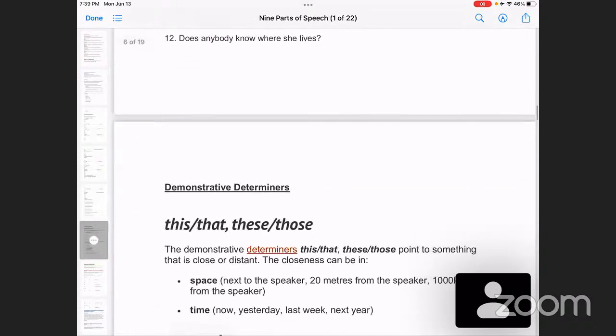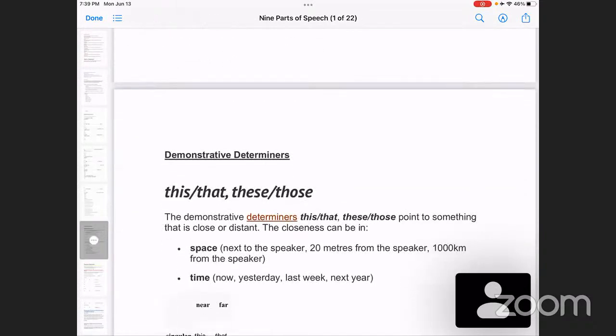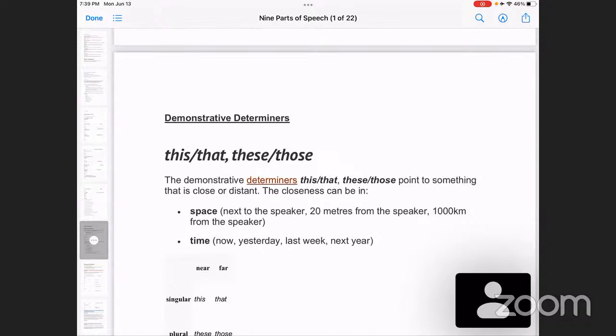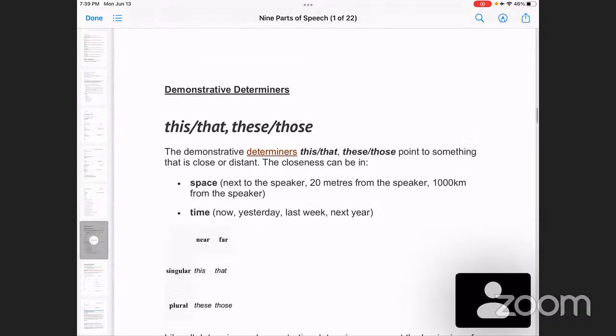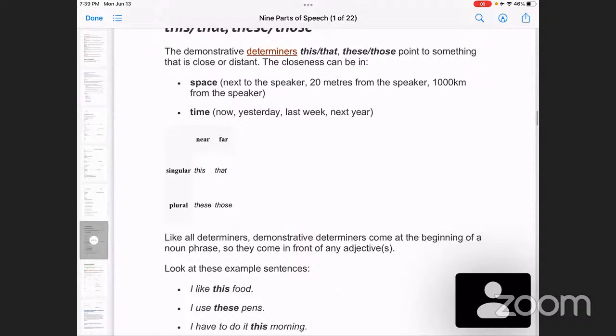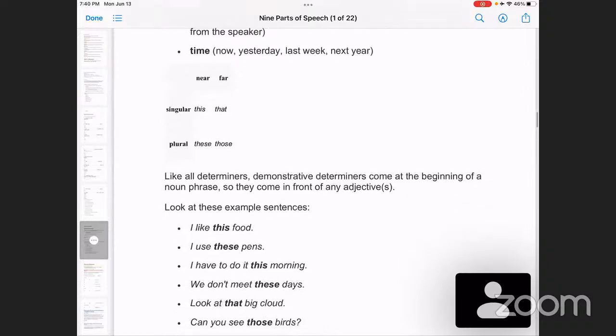Okay, demonstrative determiners: this, that, these, those. The demonstrative determiners this, that, these, those point to something that is close or distant. The closeness can be in terms of space: next to the speaker, 20 meters from the speaker, 1,000 kilometers from the speaker. Or time: now, yesterday, last week, next year. Like all determiners, demonstrative determiners come at the beginning of a noun phrase. So they come in front of any adjective.